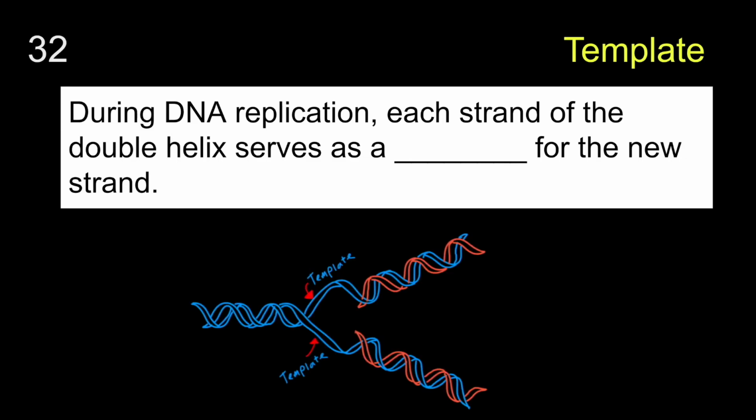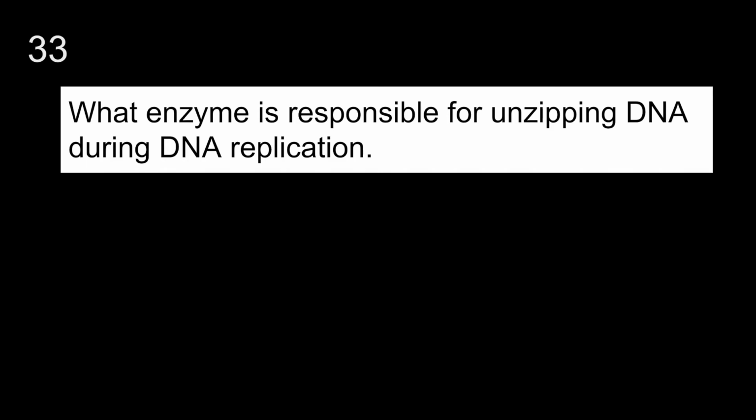So each strand on the DNA molecule is basically a guide for the copied strand. So DNA gets unzipped and both portions that are pulled apart become a guide for the new one to be copied onto. So each template strand comes from the original DNA molecule and a new strand is copied onto that. Question 33. What enzyme is responsible for unzipping DNA during DNA replication? The answer is helicase. Anything that ends in ase is an enzyme.